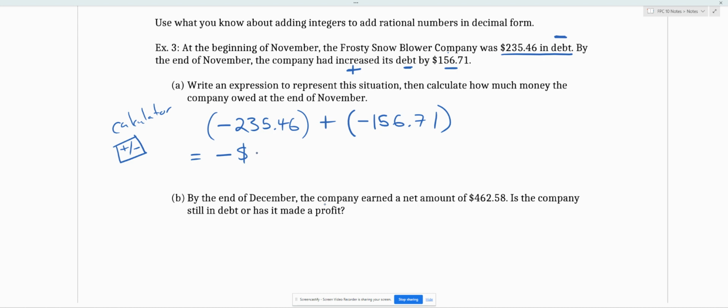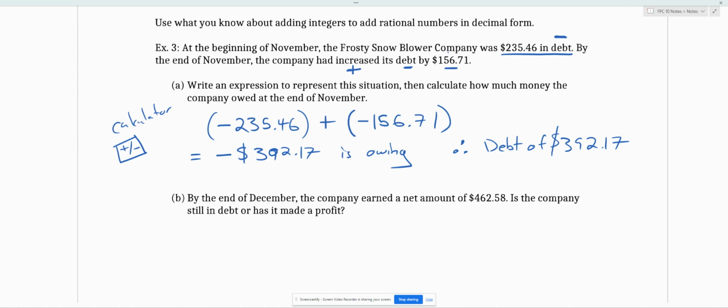Put our dollar sign because it's money in our final answer. We have $392.17. That's a 9. Okay. So that is what is owing. Another way to write that is we can drop the negative and say, therefore, a debt of $392.17. Always put your dollar sign in front. So if I say debt, that's the same as saying negative.